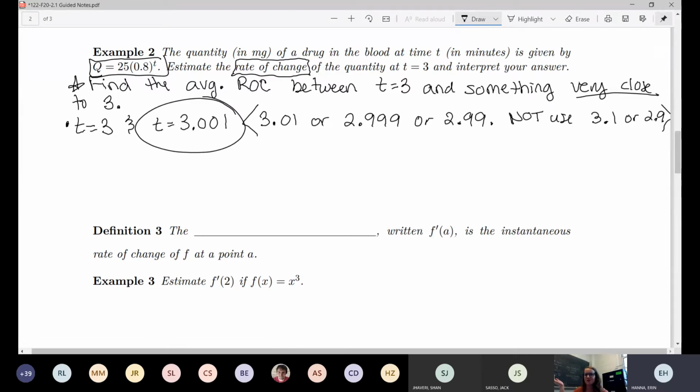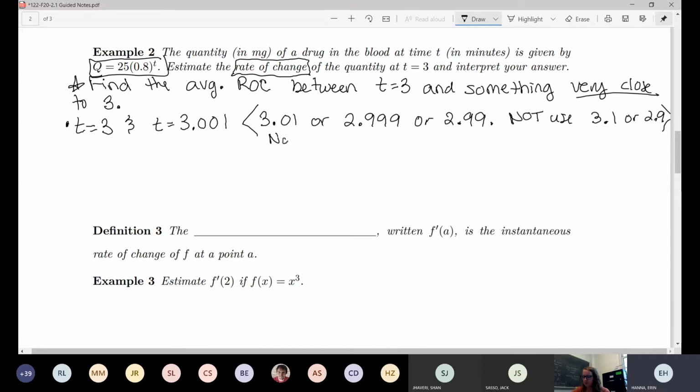Now, we could, of course, get closer. We could do something ridiculous like 3.000000001, but, you know, you've got to stop the insanity somewhere. So I usually go with just adding on a 0.001.